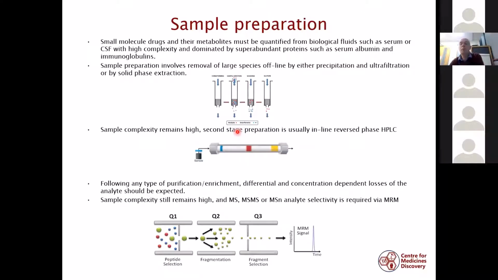So sample preparation for this type of work is very, very important. So you can quantify small molecules and metabolites in biological fluids. A typical biological fluid would be serum, but they are very, very high complexity. There's usually a huge amount of protein and DNA and lipids that are going to interfere with your analysis, and you need to get rid of them.